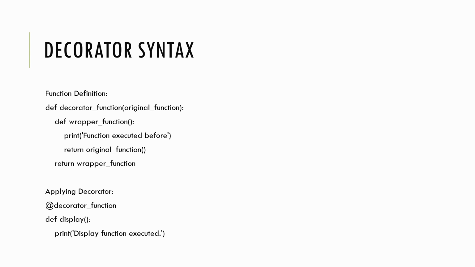Now let's look at the syntax of decorators. A decorator is itself a function that takes another function as an argument. Inside this function, we define another function, often called the wrapper function, which is the one that will call the original function. Finally, the decorator returns this wrapper function. Here we have a simple example where we decorate the display function. The @decorator_function line applies the decorator to the display function, adding functionality before the original code is executed.